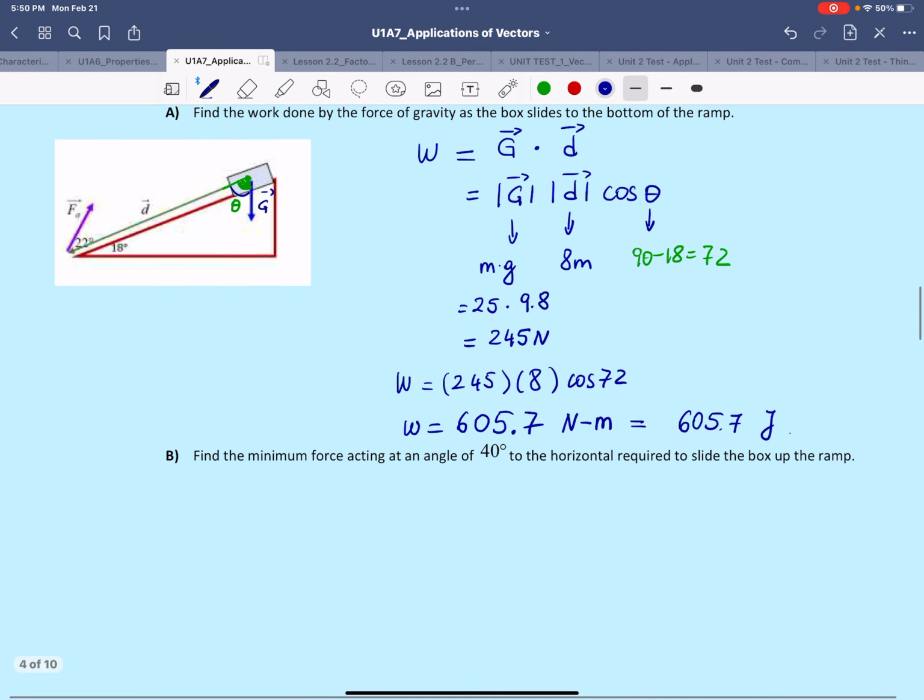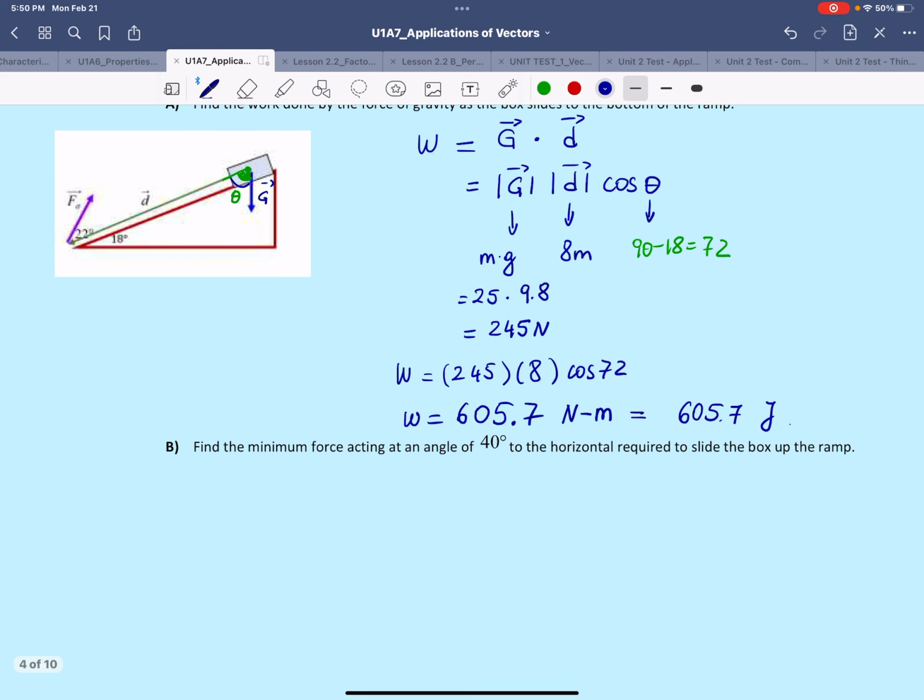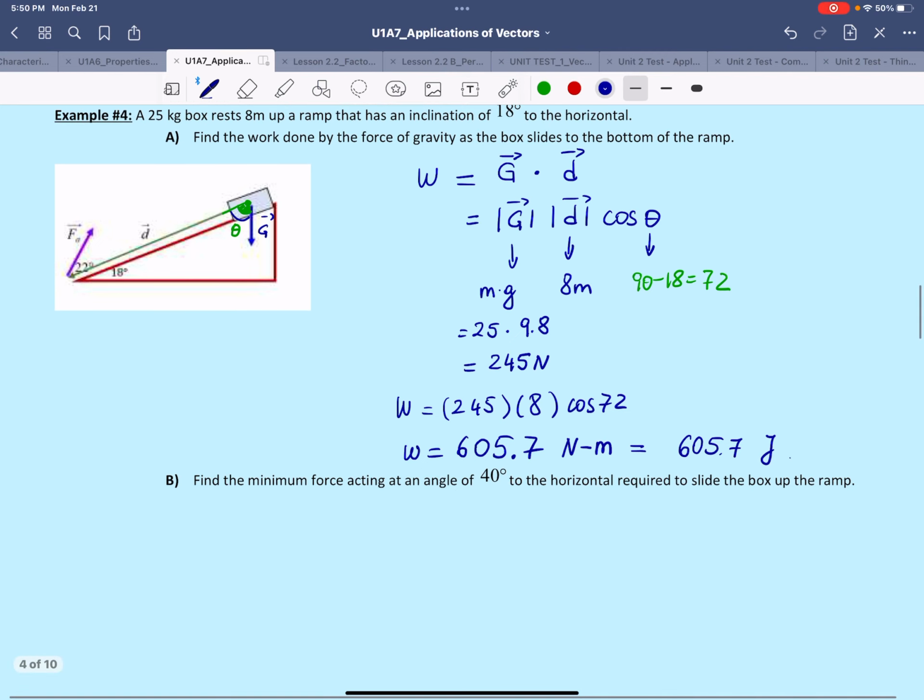Now the second part of the question is quite interesting, and it's very much related to physics, but we know how they go hand in hand. So we have to find the minimum force that is acting at an angle of 40 degrees to the horizontal that is required to slide the box up the ramp. So the force that we're looking at is a force that we apply at the bottom of the ramp here. And we can apply some force at an angle of 40 degrees. Maybe that's what is physically convenient or available. So that's the direction of the force we can apply.